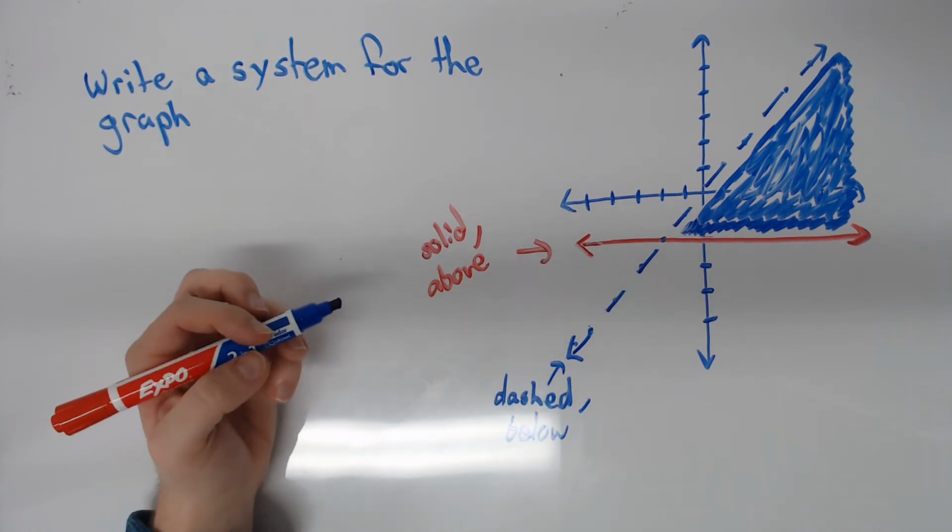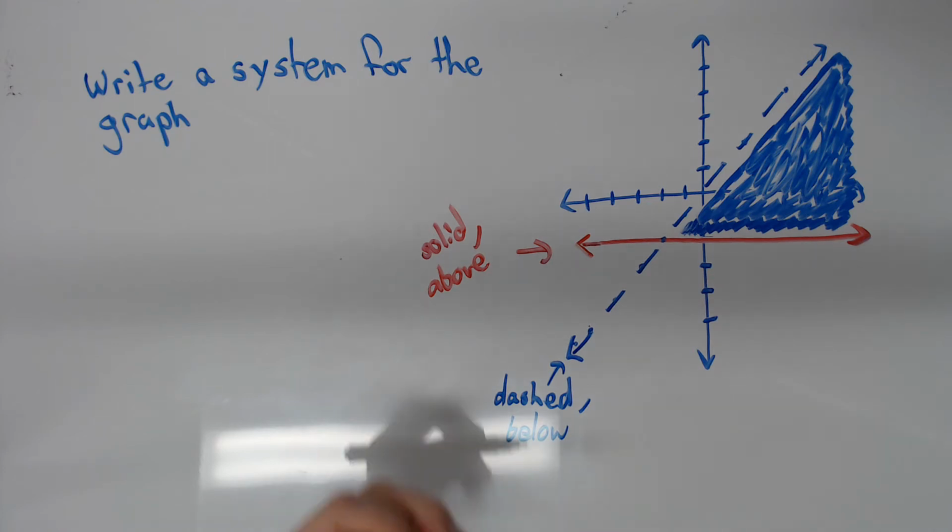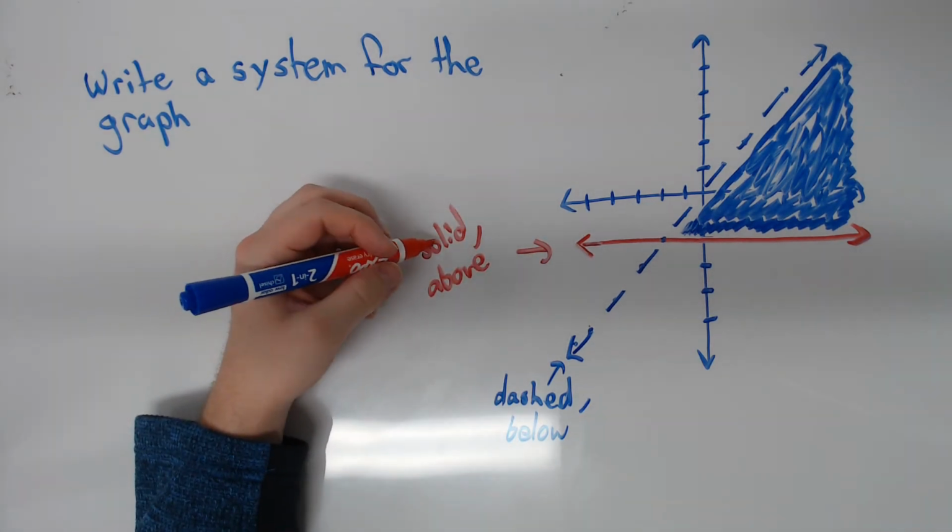All right. Now the red line should be easy because it's a horizontal line like we've been seeing.